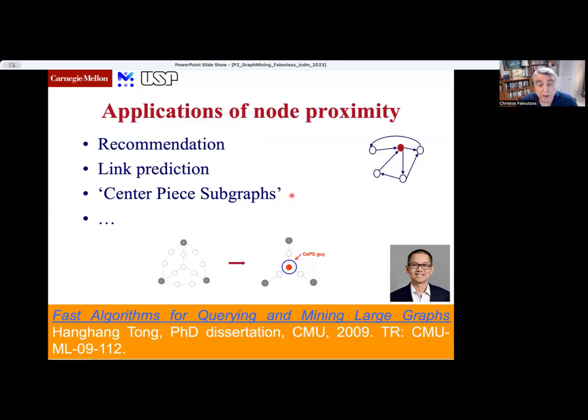There is also a very nice application, the centerpiece subgraphs, which is part of the dissertation of Hanghang Tong, now at University of Illinois Urbana-Champaign, right? So if we have a graph like that, and we have, let's say, these three nodes that are interesting, they are criminals or they are famous or something, and we want to figure out who is the center node, who is the mastermind of this collection of criminals, then the centerpiece subgraph algorithm of Tong will figure out that this guy is the most important guy.